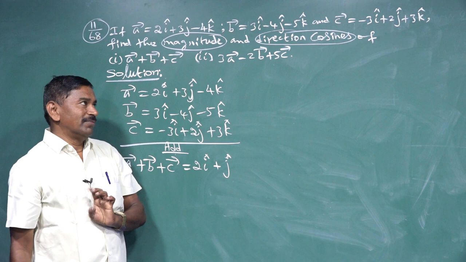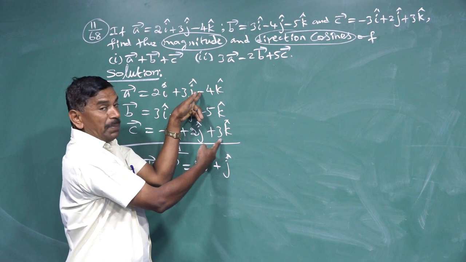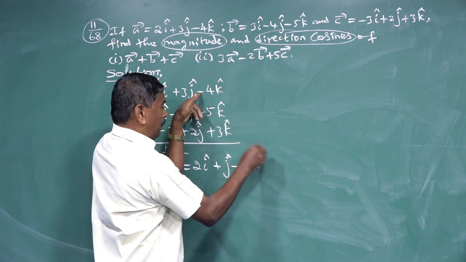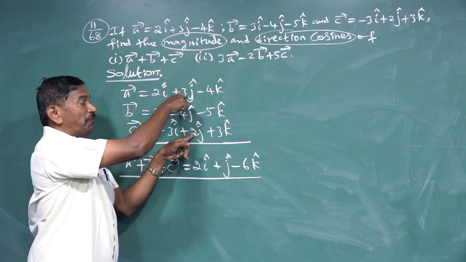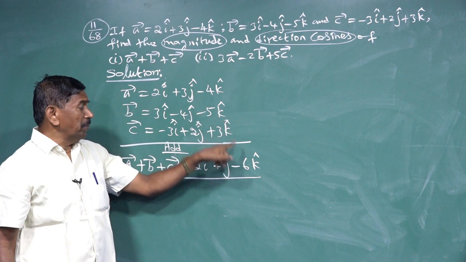Very good. Here, minus 4 minus 5 is minus 9. Minus 9 plus 6, which is equal to? Yes, minus 6k cap. Addition is completed. Again, verify. Plus 3 minus 3 cancel, so 2i cap. And 3 plus 2 is 5, 5 minus 4 is 1. And minus 9 plus 3 is equal to minus 6, because the bigger number before has the sign minus. Right. Come again to the question.